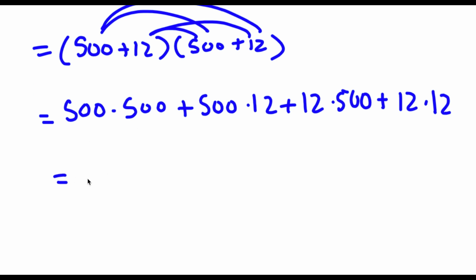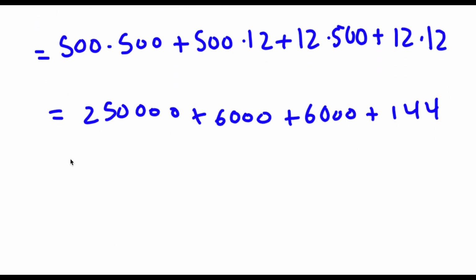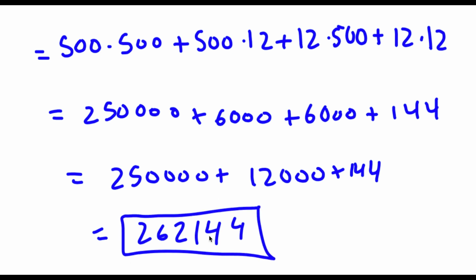Now 500 times 500 is going to be 250,000, plus 500 times 12, that is going to be 6,000. Again, I have 12 times 500, which is 6,000, plus 12 times 12, which is 144. Now I have 250,000 plus 6,000 plus 6,000 is 12,000, plus 144. 250,000 plus 12,000 is going to be 262,000, plus 144 is 262,144. So this is my answer.